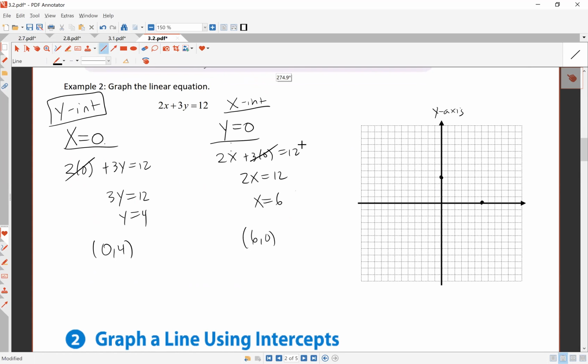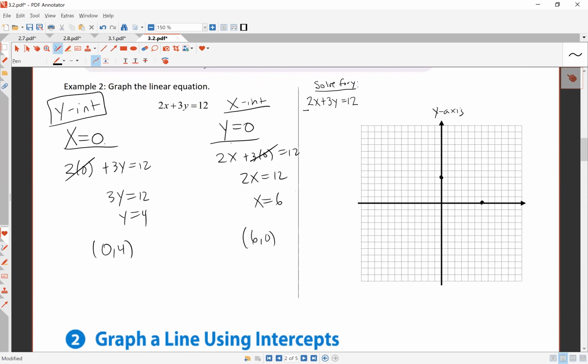I need some more points on this graph, and I don't want to get fractions like I did before. So what I'm going to do with this is solve for y. This is a process that's going to take a little while to get used to, but it's super crucial. This is something you're going to do a lot of in this chapter. So we solve for y.